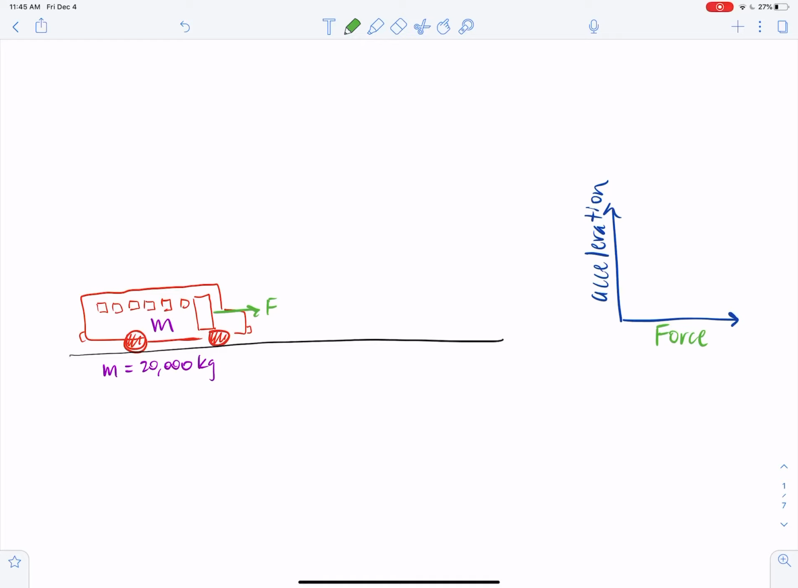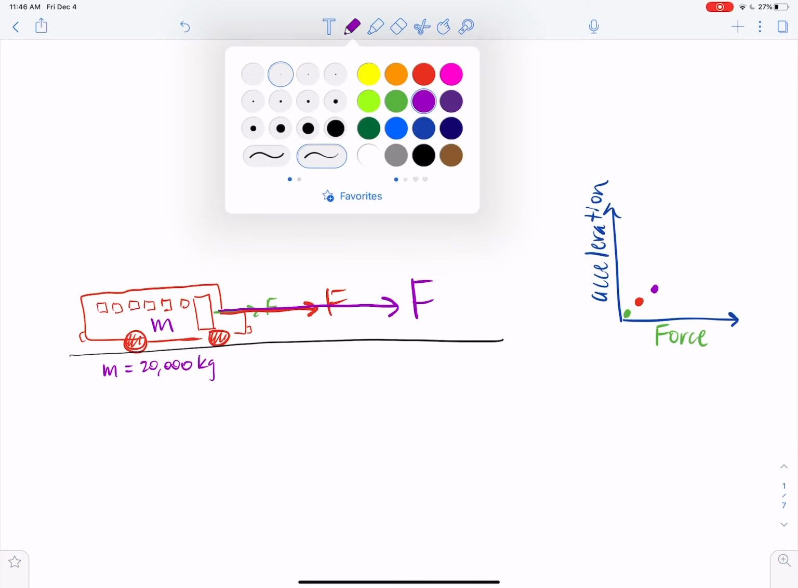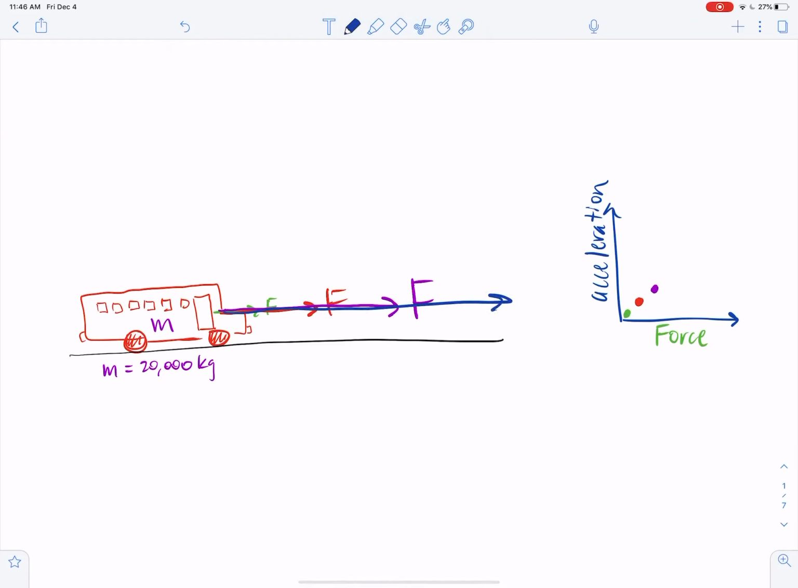We would find that at a very small force, the acceleration would be pretty darn small. So I'm going to put a dot on my acceleration versus force graph. And then I add a greater force, maybe this much, and I measure my acceleration and I notice that the bus now accelerates a little bit faster, right? So I put a dot here. And then I pull with a greater force, and I notice that the bus accelerates more. And then I pull with a very, very large force, and I notice that the bus accelerates a ton, right?